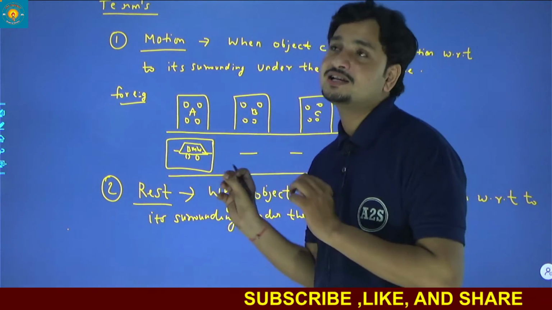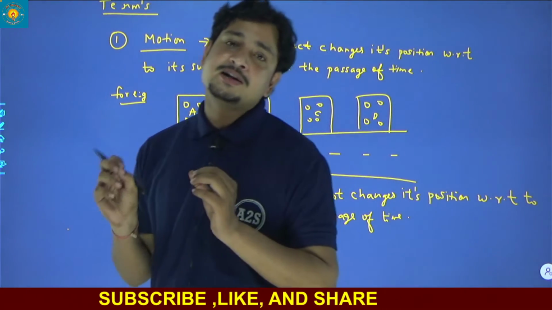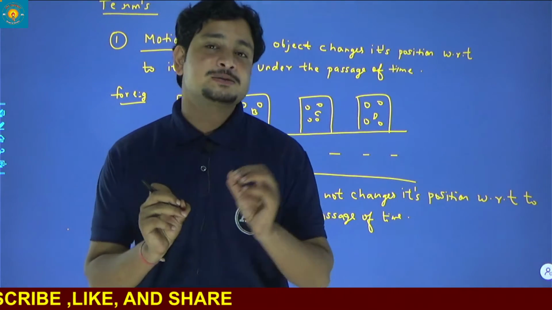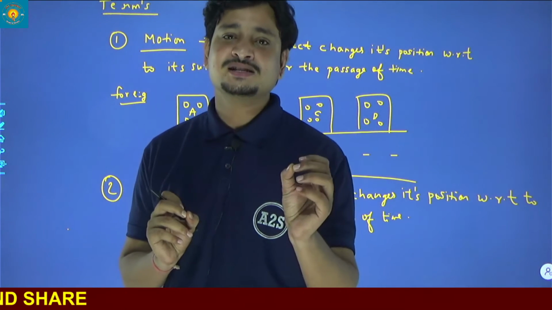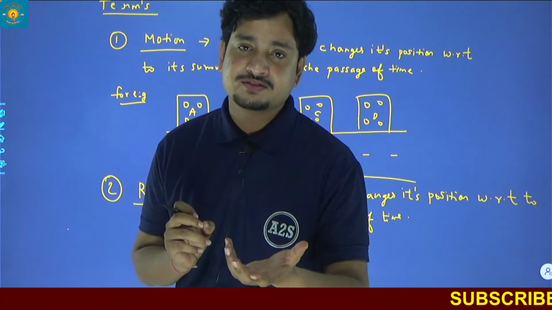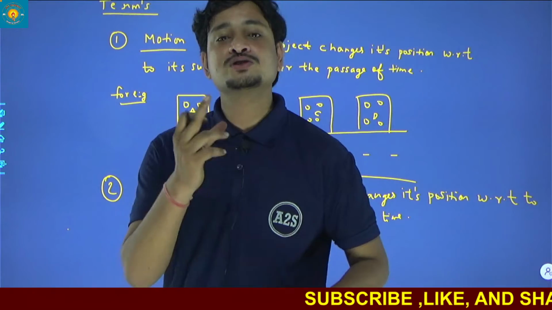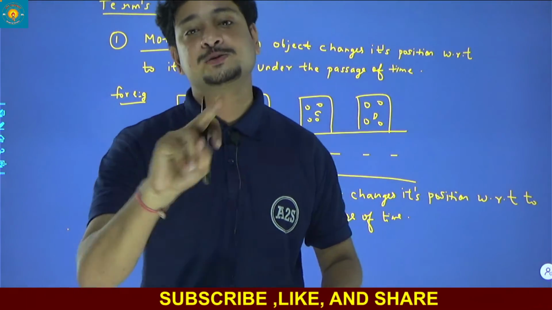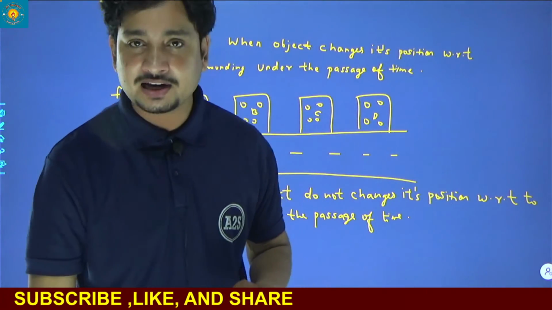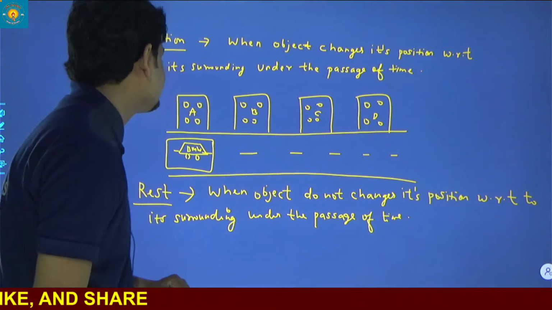So I hope here you got what the terms motion and rest mean. Clear? Rest means which does not change its position with respect to surroundings and time, and motion means which changes its position with respect to surroundings and its time. Clear? So this is motion and rest.